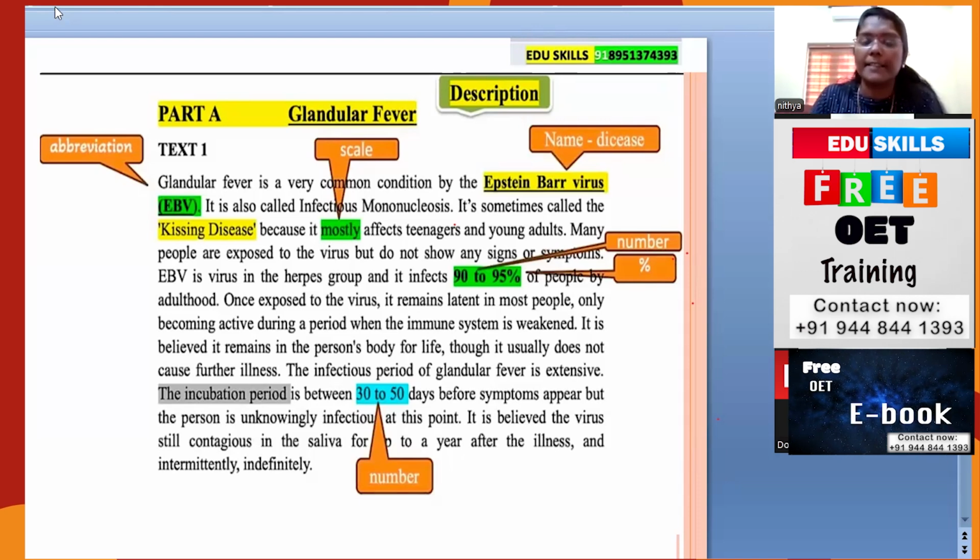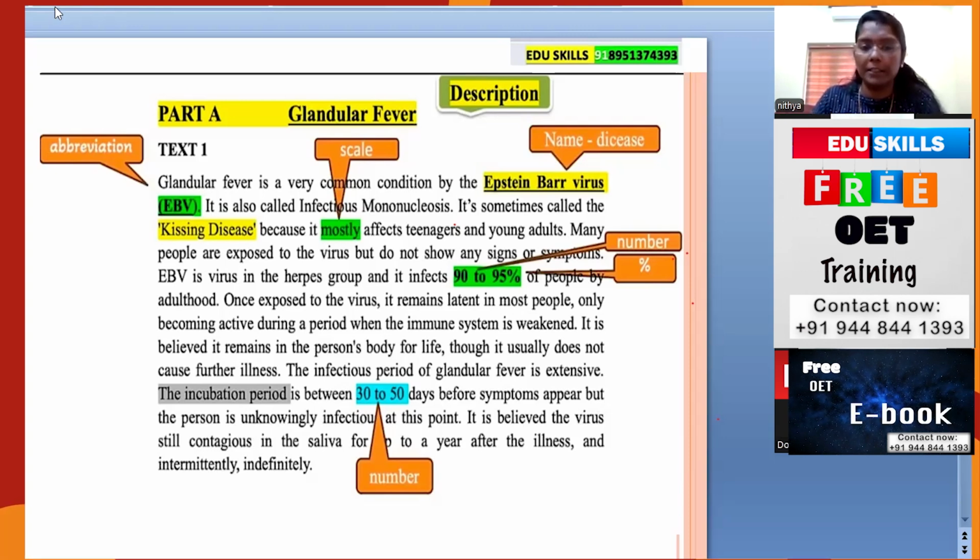Then in the second line we can see EBV. This is the abbreviation, so underline that also. Below that we can see kissing disease. That also you have to underline, that is a name. Then mostly is a scale expression. Then 90 to 95%, that is a number as well as a percentage. Check whether you have underlined it or not.